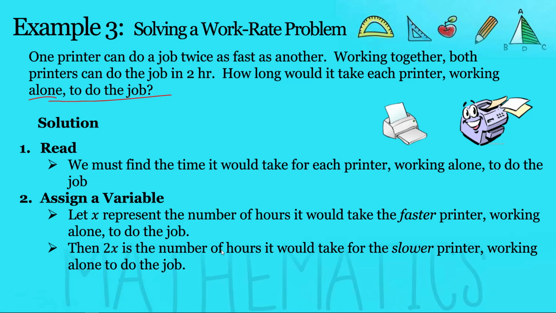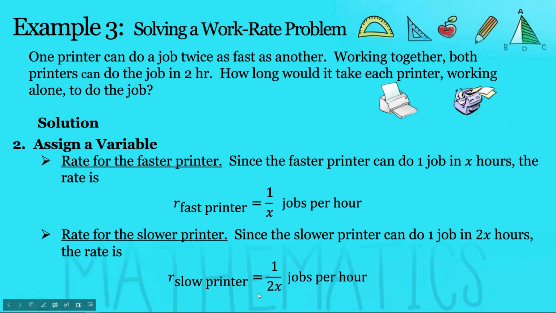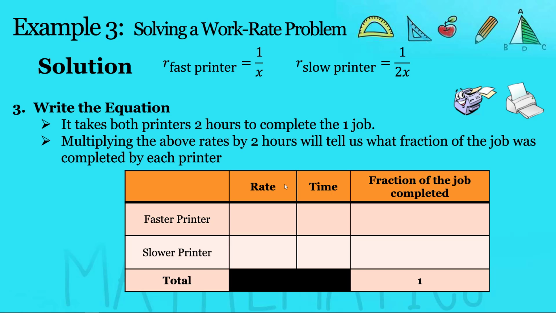Okay, so what should we do for variables? Well, let's suppose that we let x be the number of hours it would take for the faster printer working alone to do the job, since we're talking about hours here anyways. If that's the case, then 2x is the number of hours it would take for the slower printer to do the job. Now, if x is the number of hours for the faster printer, then its work rate is going to be 1 over x. For the slower printer, the work rate will be 1 over 2x, which is, by the way, what we have here. Okay, so those are our variables, and now we can use this to write our equation.